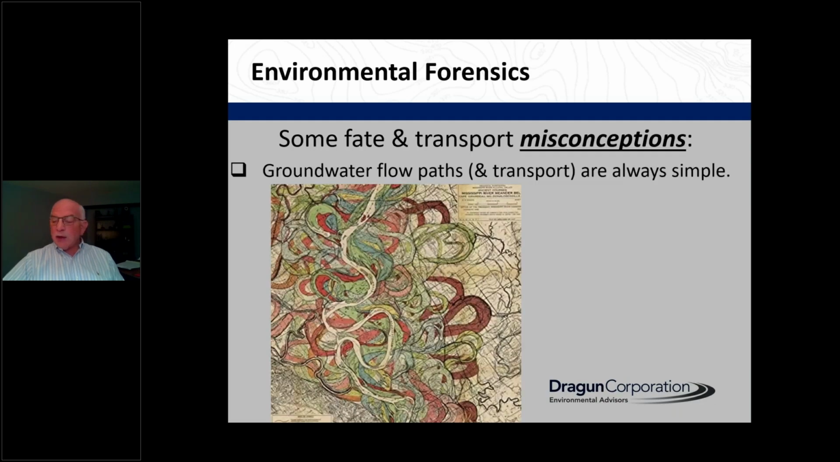Some fate and transport concepts are often misconstrued. So groundwater flow paths and the contaminants that go with them are always simple. That's a misconception. I like showing this slide. This is a USGS map of the meanders at the southern end of the Mississippi River. And this is showing the complexity of the soils that are there. This is in 3 dimensions. So trying to understand the groundwater flow path is not always simple.